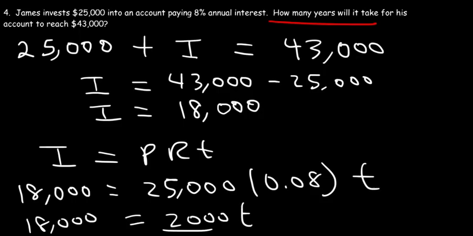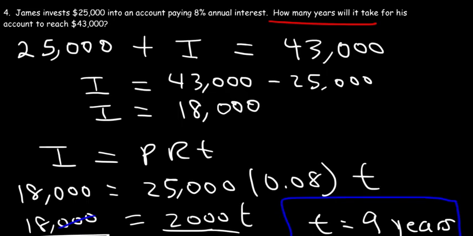And now let's divide both sides by 2,000. So 18,000 divided by 2,000, we can cancel the 3 zeros. So it's equivalent to 18 divided by 2, which is 9. So it's going to take 9 years for his account to go from 25,000 to 43,000 if he's receiving 8% annual interest rate. So it takes 9 years to earn 18,000 in total interest. So that's it for this video. Now you know how to use the simple interest formula to solve problems like this.